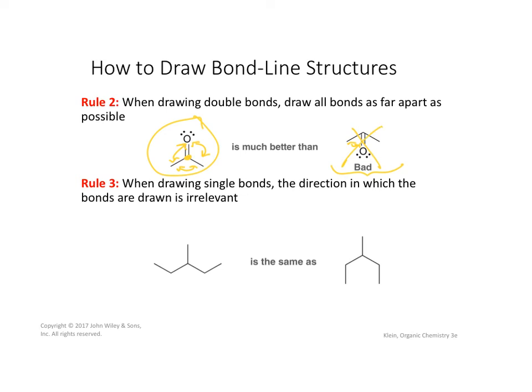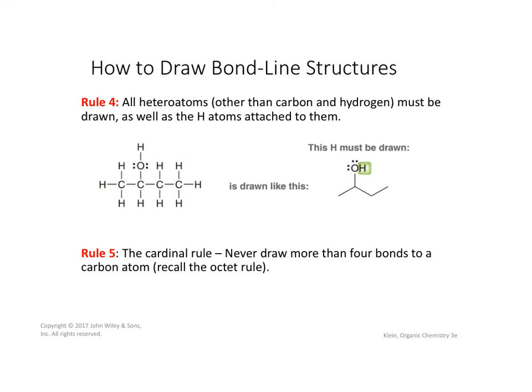When drawing single bonds, the direction in which you draw them is irrelevant. So this structure is the same as this because these single bonds can freely rotate. Rule 4, any atom other than carbon and hydrogen is indicated, as well as the hydrogens attached to them. So if we convert this structure to a bond line structure, we still draw in the oxygen and the hydrogen bonded to that oxygen. And the cardinal rule, number 5, never draw more than 4 bonds to a carbon atom. That violates the octet rule, which is an absolute rule for second row elements.